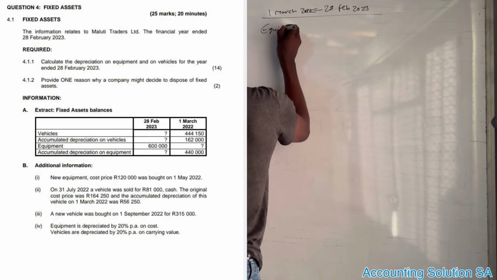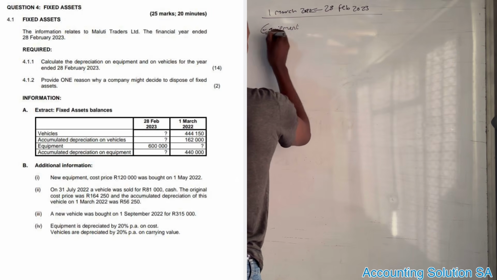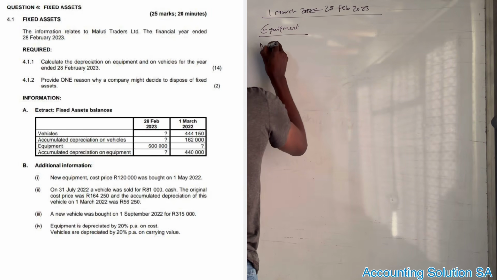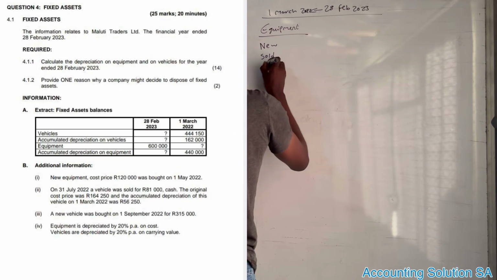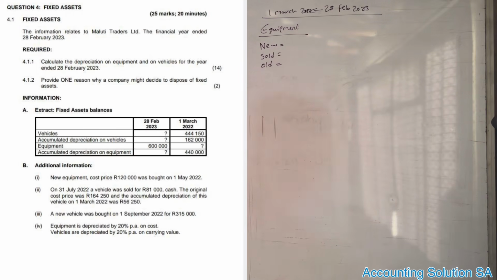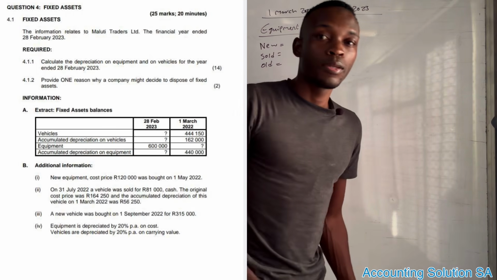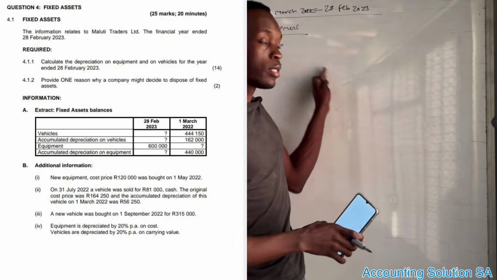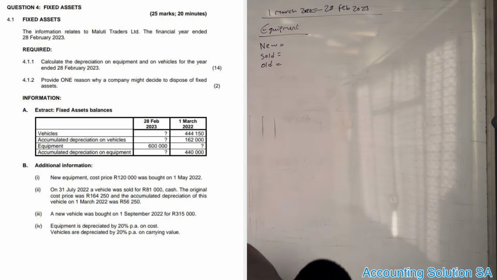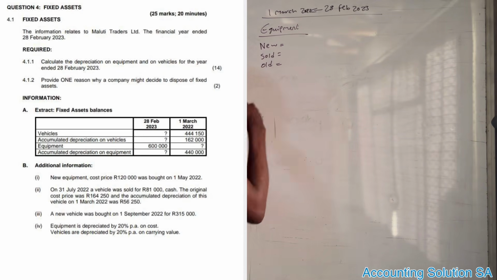Equipment, every time, guys, when you calculate the depreciation, release these three categories: a new, a sold, and old. Because you don't calculate them at the same time, no matter what strategy you use. You must do them separately. Okay, now let's start with the new one.